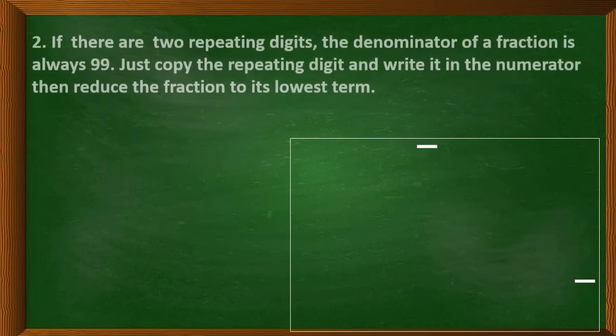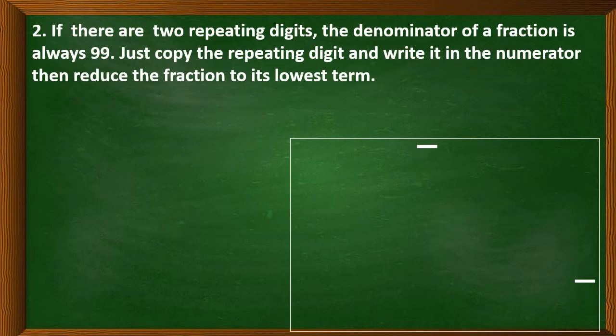Now let's have rule number 2. If there are two repeating digits, the denominator of the fraction is always 99. Just copy the repeating digits and write them in the numerator, then reduce the fraction to its lowest term. So this time, the number of repeating digits is 2. If there are two repeating digits, the denominator of our fraction is always 99.